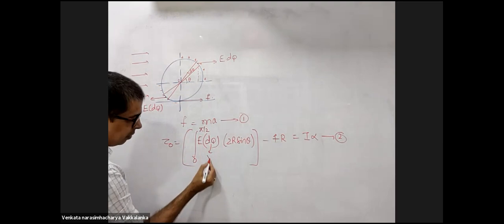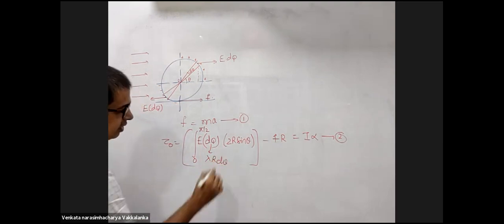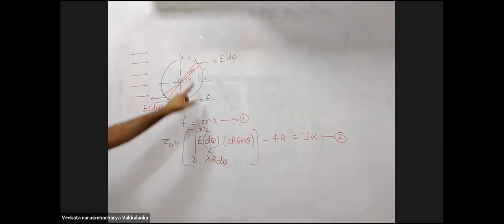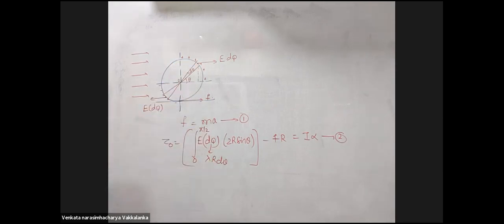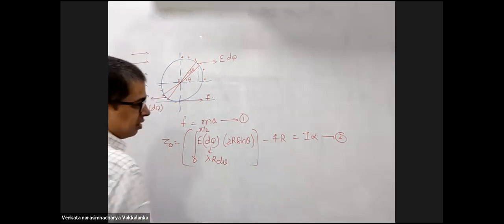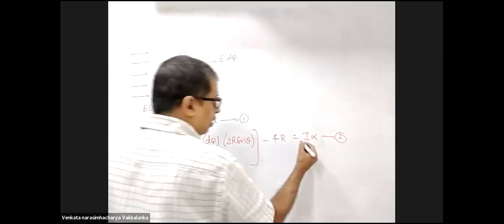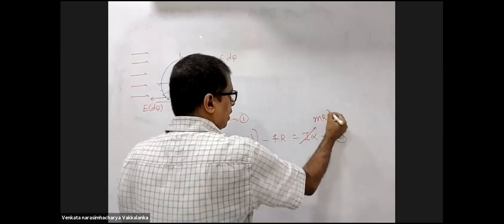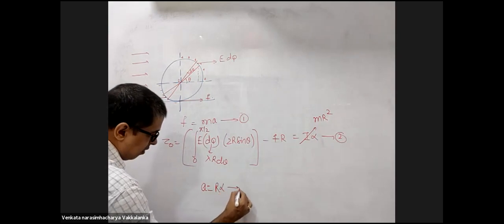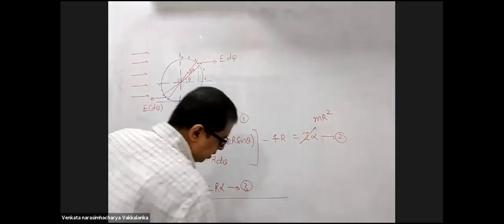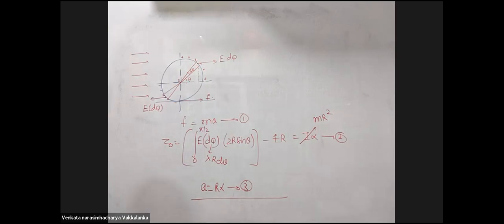Now dq will be lambda r d theta. What is the charge here? Lambda r d theta. Minus f into r is I into alpha. I will be how much? mr square. Third condition, a is equal to R alpha, condition for rolling. 3 equations and 3 variables. First integrate this. I will clearly have 3 equations and 3 variables, which will not be difficult.